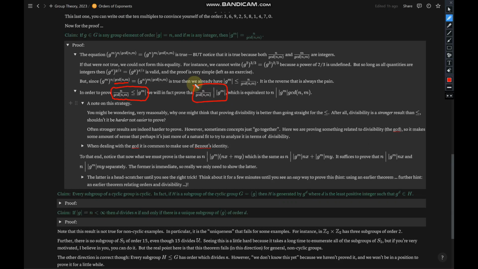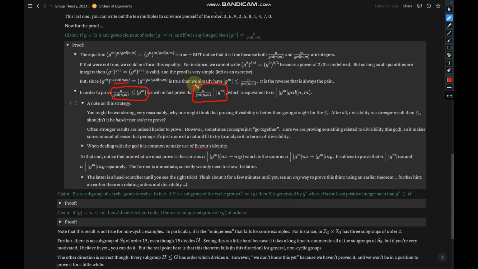And so, right, that's fairly reasonable, but sometimes concepts just go together, right? So if you were trying to prove this in the wild, or maybe you have some other problem in the future which involves the GCD and you're trying to prove an inequality, you might want to try to prove divisibility in general because the GCD is defined in terms of the concept of divisibility. So it makes it a bit of a more natural match.